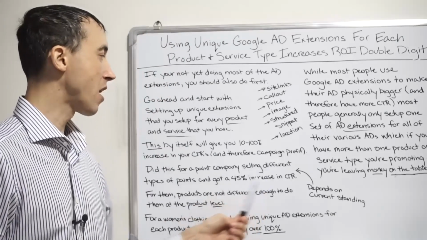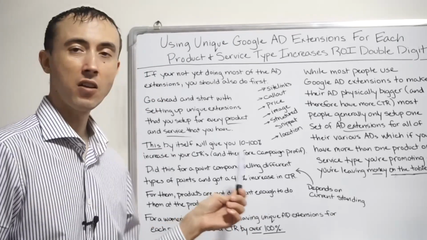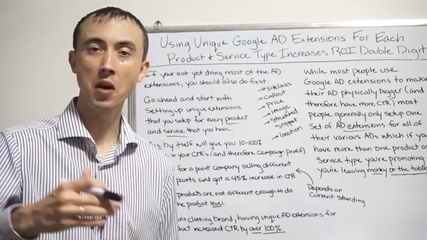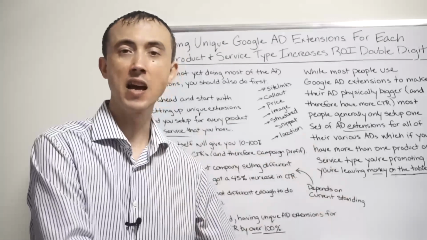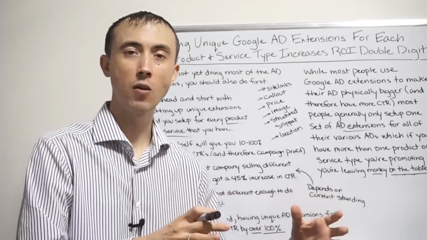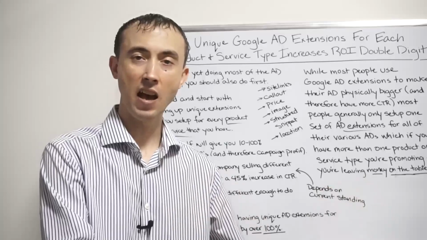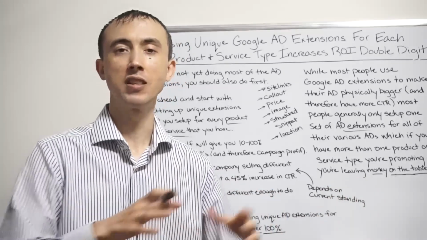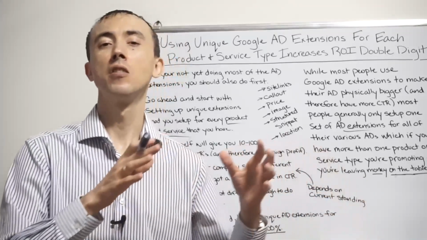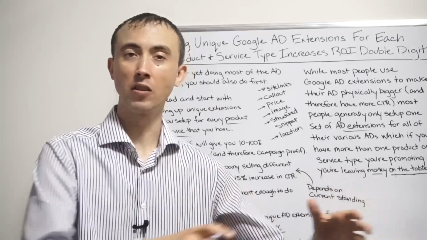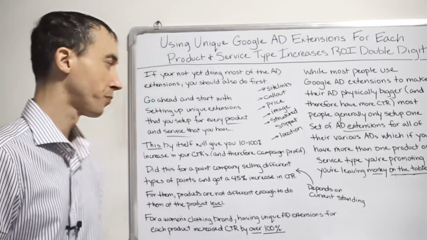Now, I will tell you right off the bat, for your company, to see that kind of increase of 45%, you first break down your products or services into different categories, and then write individual ad extensions for each category, so that each person can see unique copywriting for whatever category they're interested in looking at.